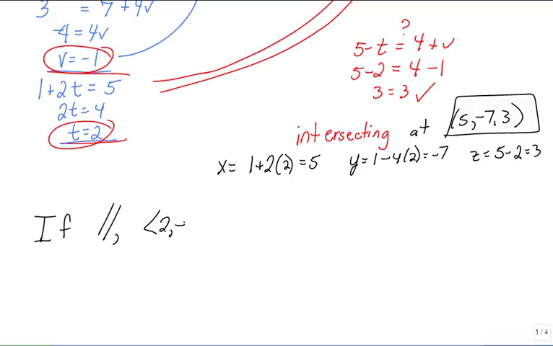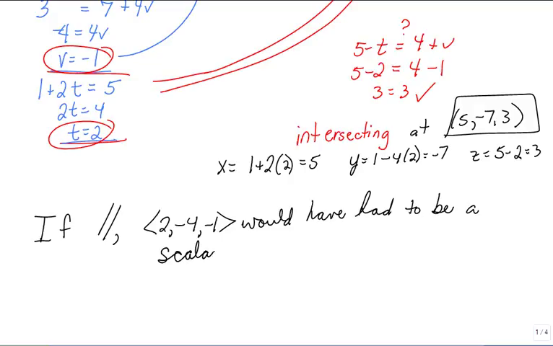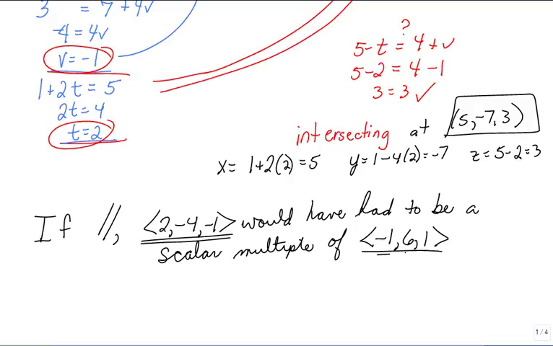Okay, if these were parallel, then 2, negative 4, negative 1 would have had to be a scalar multiple of the other direction vector. These are the direction vectors for the line. So this is for line 1, this is for line 2. Those two direction vectors would have to be scalar multiples of one another.